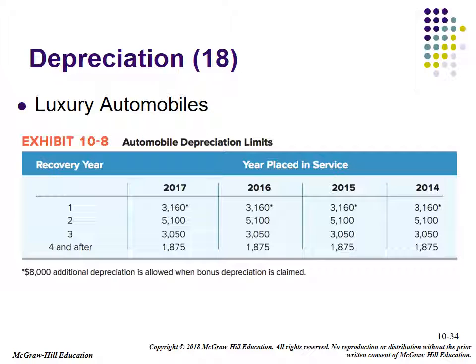Now, what if you use it 50% or less? Well, you cannot use the half-year convention table. You must use the straight line table. And I don't have it in front of me right now, but give me 1 second.